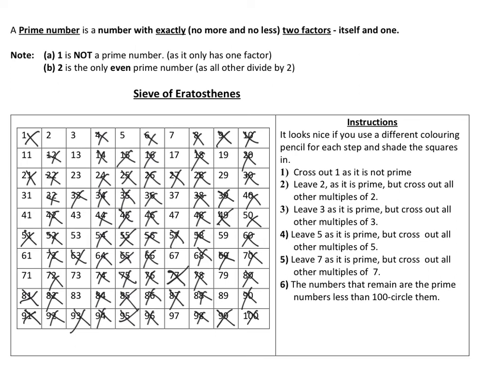So all the numbers now that remain are the prime numbers less than 100. So we're going to highlight those, and then these will be all the prime numbers. So 2, 3, 5, 7, 11, 13, 17, 19, 23, 29, 31, 37, 41, 43, 47, 53, 59, 61, 67, 71, 73, 79, 83, 89, and 97. So those are all the primes that are less than 100.